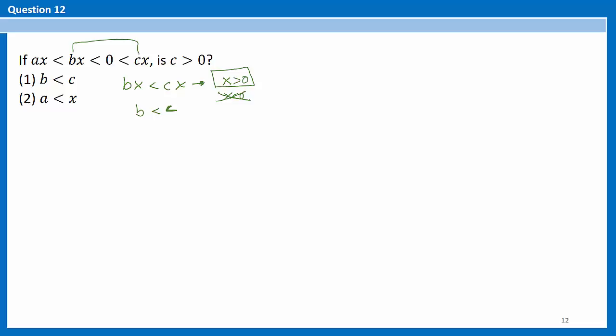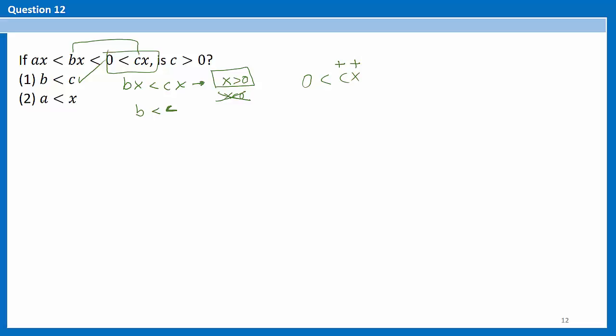Knowing this, I can go back here because I want to know c. I don't want to know x. I want to know c. I know that cx is positive. And since x is positive, that must mean that c is also positive, because they must have the same sign in order for the product to be greater than 0. So I can answer the question. The answer is yes. Statement 1 is sufficient.